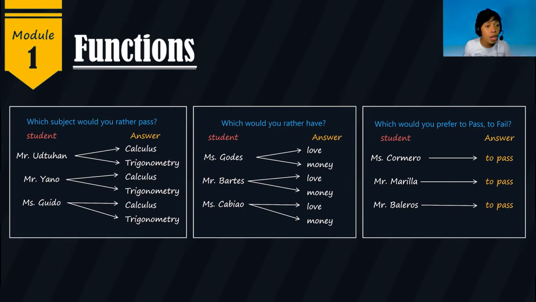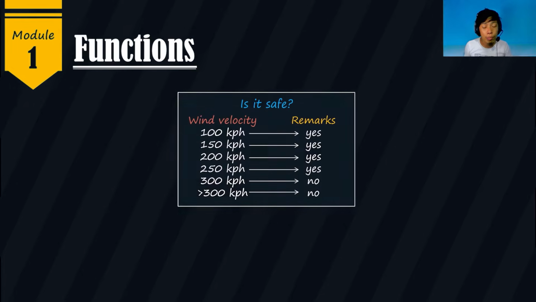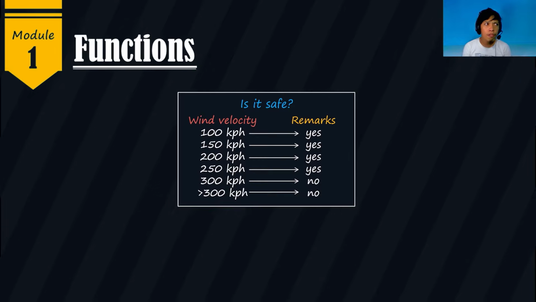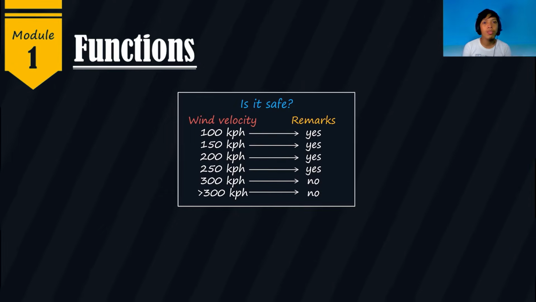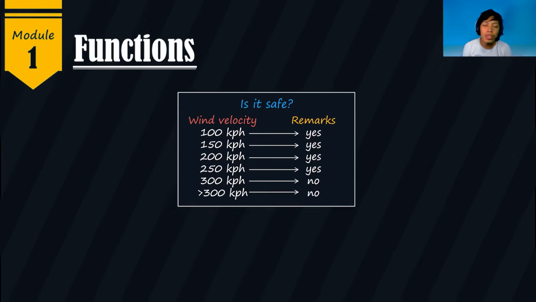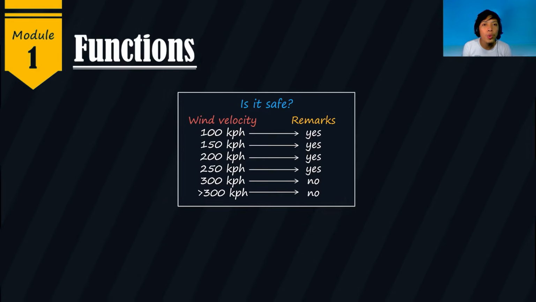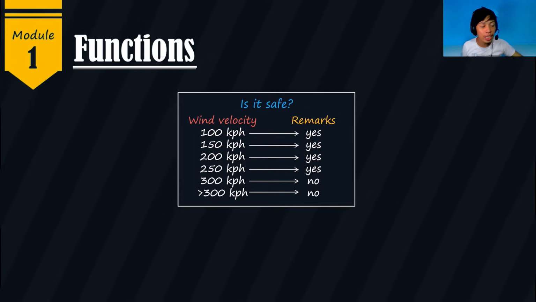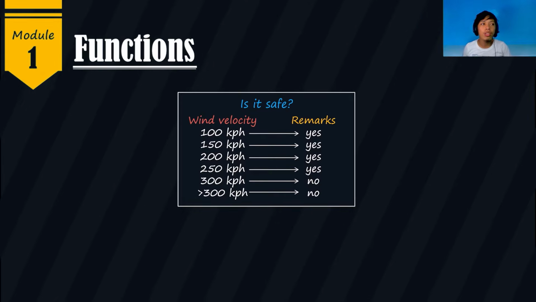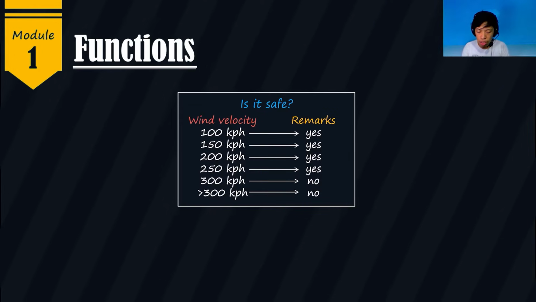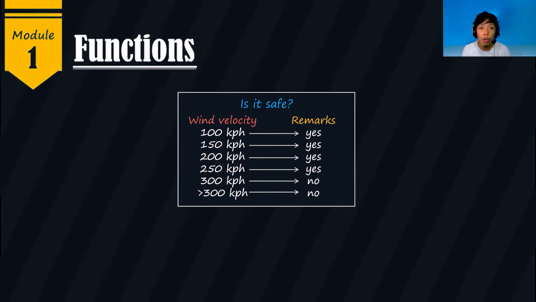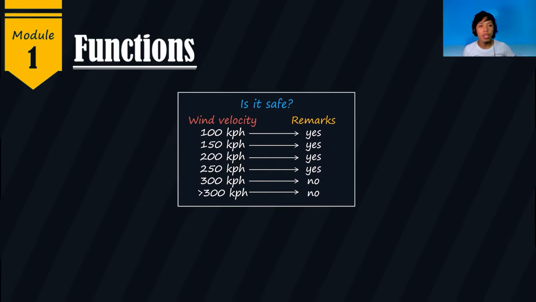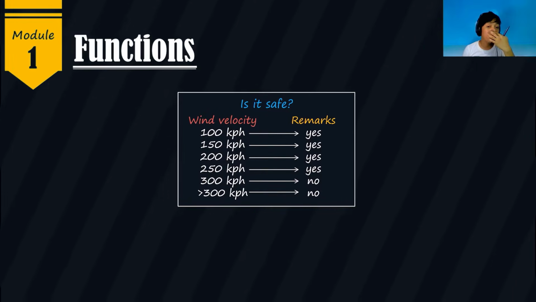Okay, so you want to know if your structure can withstand a certain amount of force coming from the wind. So I have here an example. The main question when you design is: is it safe? Is it safe to wind? Let's take a look at this table. Now, suppose you have a design of a building, and then you created a mathematical model representing its capacity or its performance to wind velocity. So we have here the resulting table.